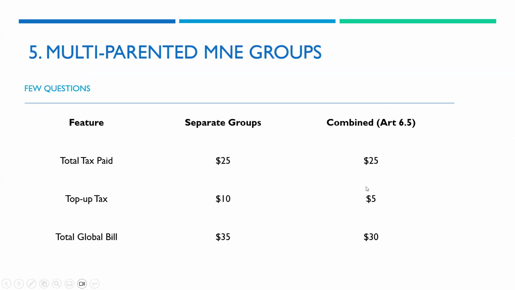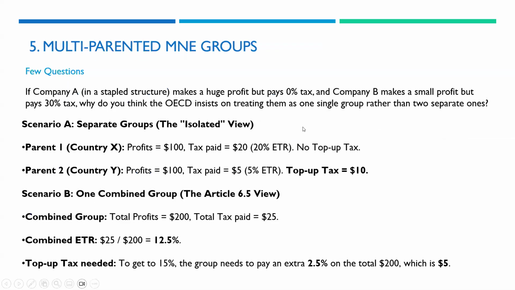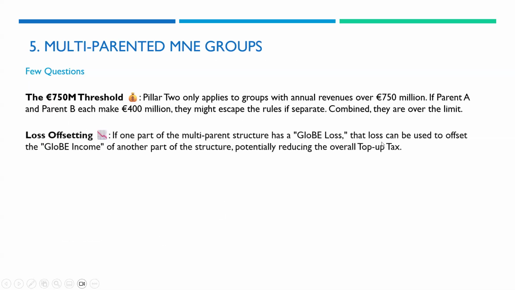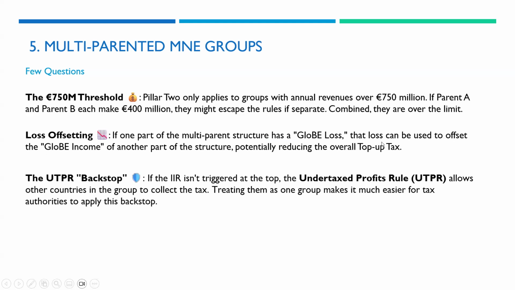Right. So this guy, let's say he's having a loss. I could do loss structuring also, correct, if they are two separate MNEs. And also if the IIR isn't triggered, the UTPR allows other countries in the group to collect taxes. We will talk about UTPR tomorrow, like in the next week. But the point is very clear.